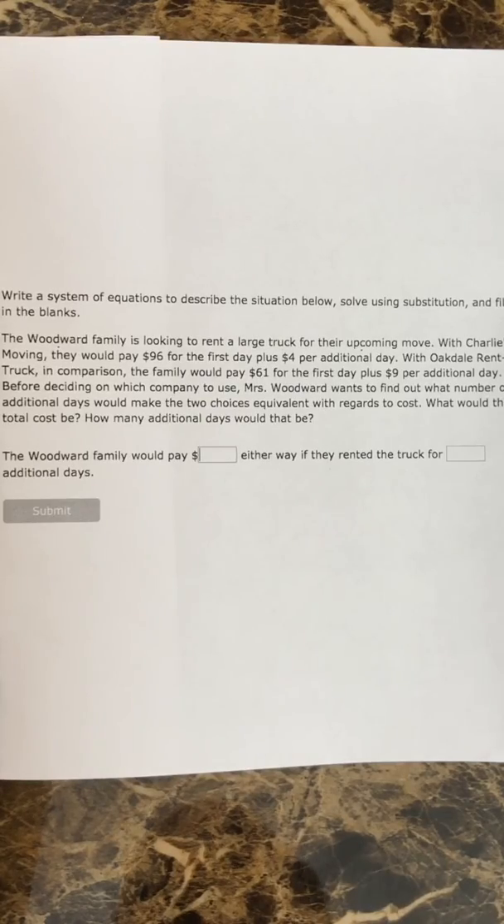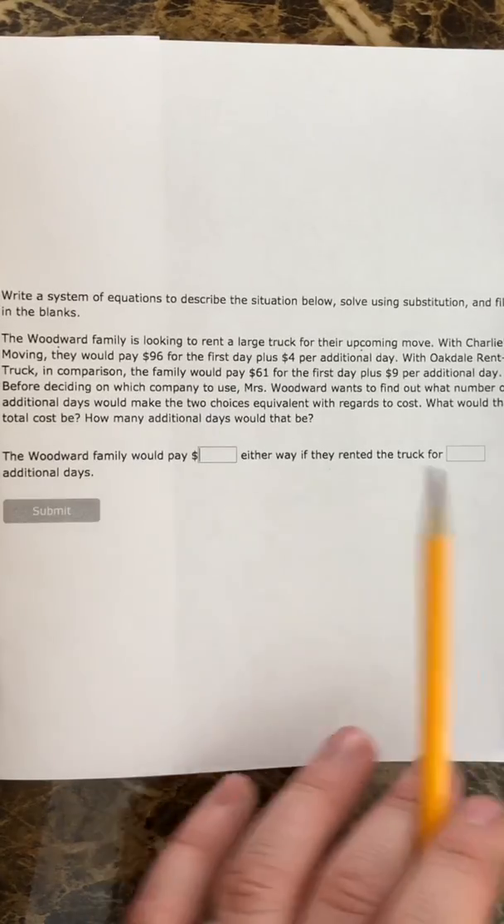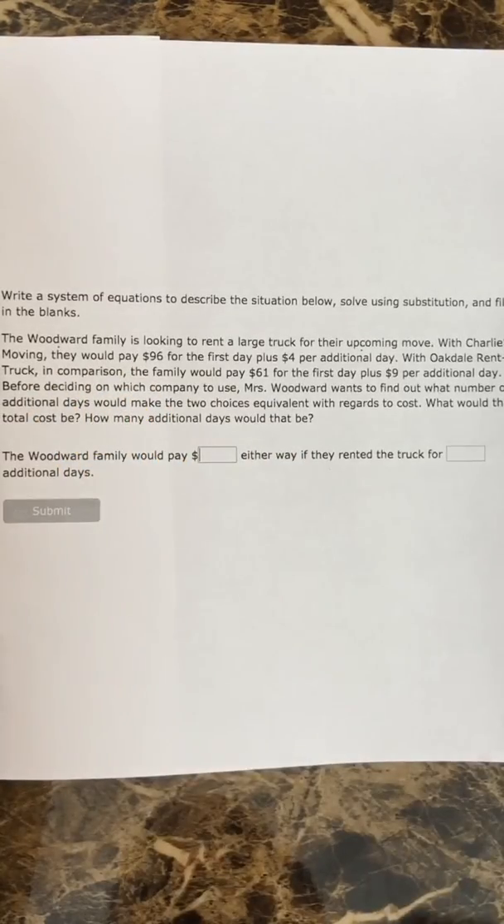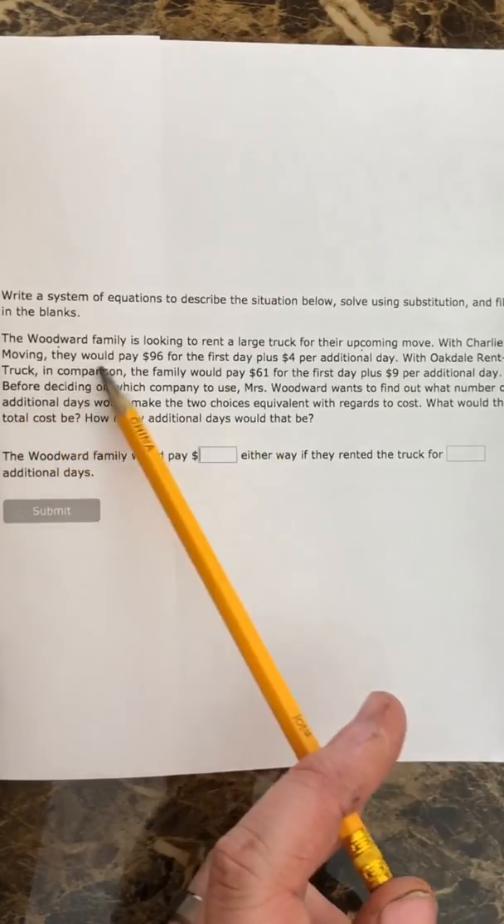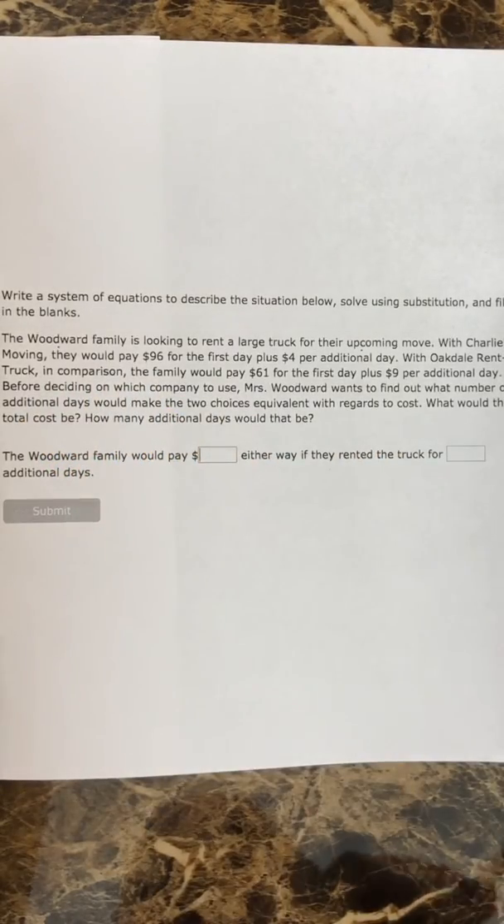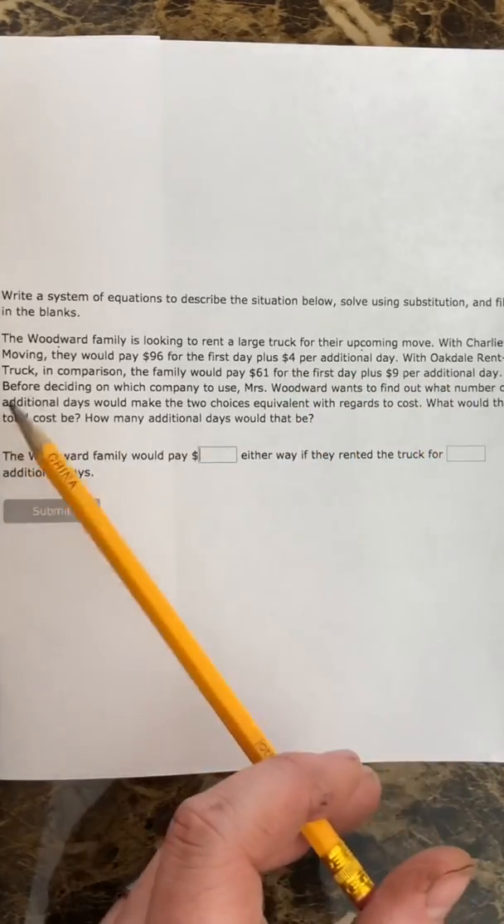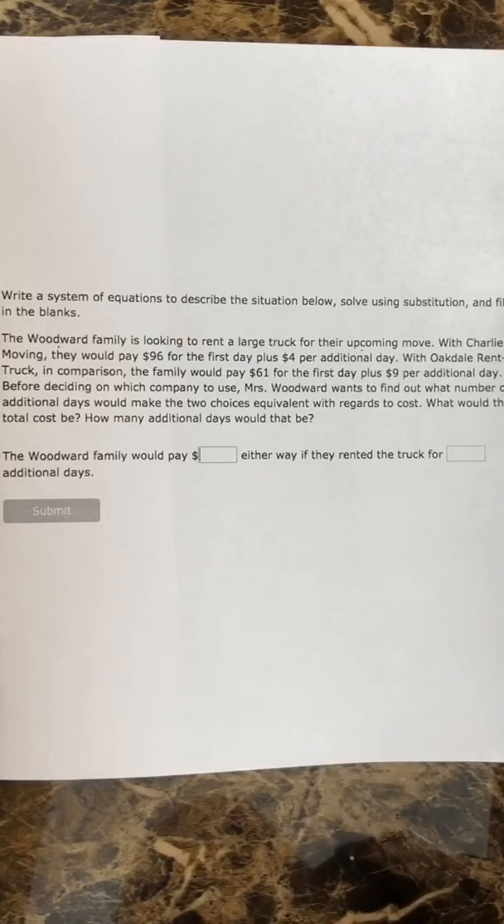As you can see here, the problem says the Woodward family is looking to rent a large truck for their upcoming move. With Charlie's moving, they would pay $96 for the first day plus $4 for an additional day. With Oakdale Rent-A-Truck, the family would pay $61 for the first day and $9 per additional day.